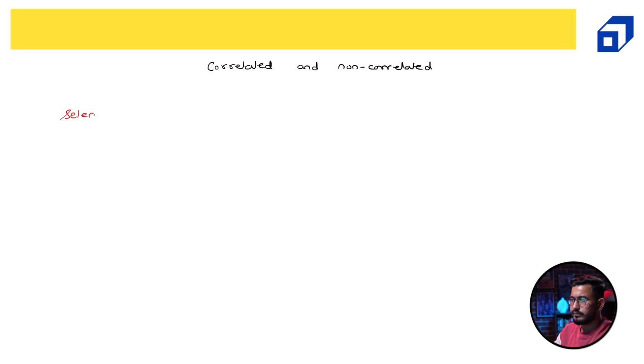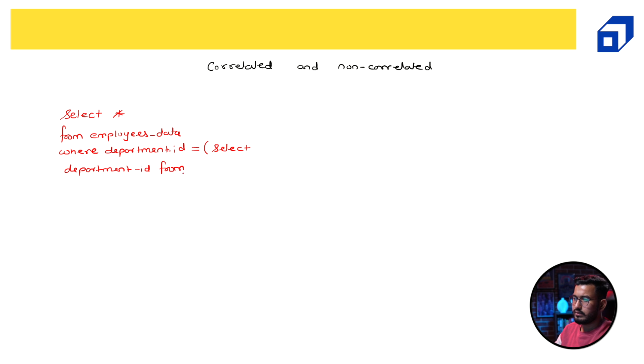Select star from employees_data where the department ID is equal to, and here we have the subquery, select department ID from the table department_data where department name is executive.